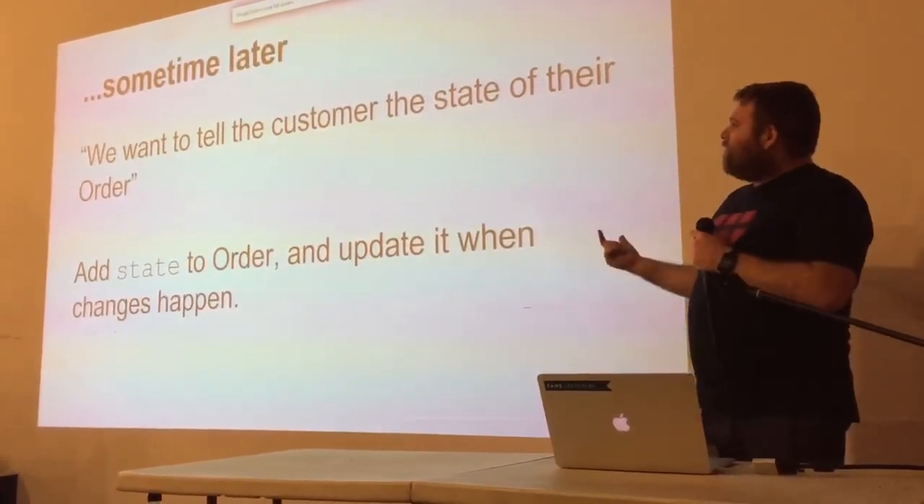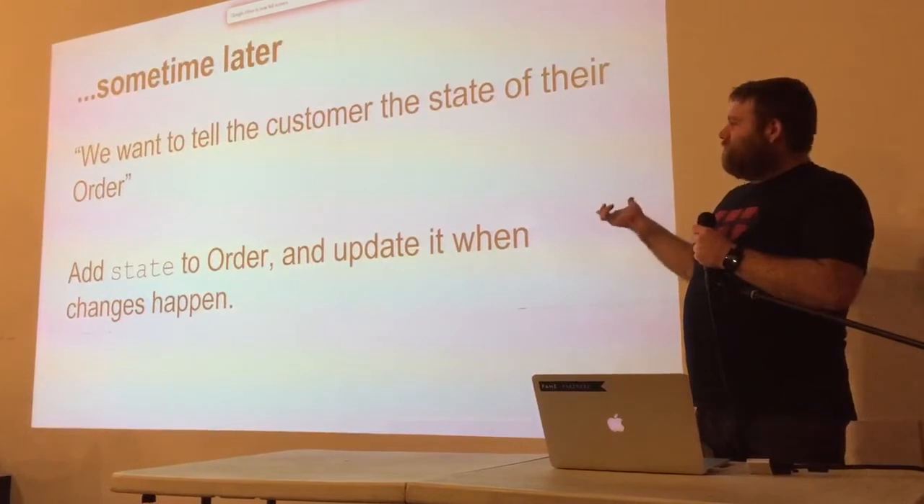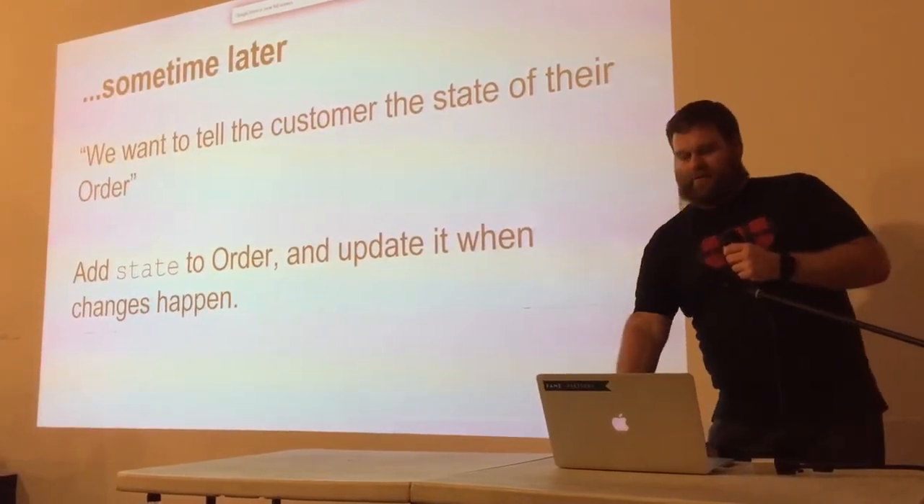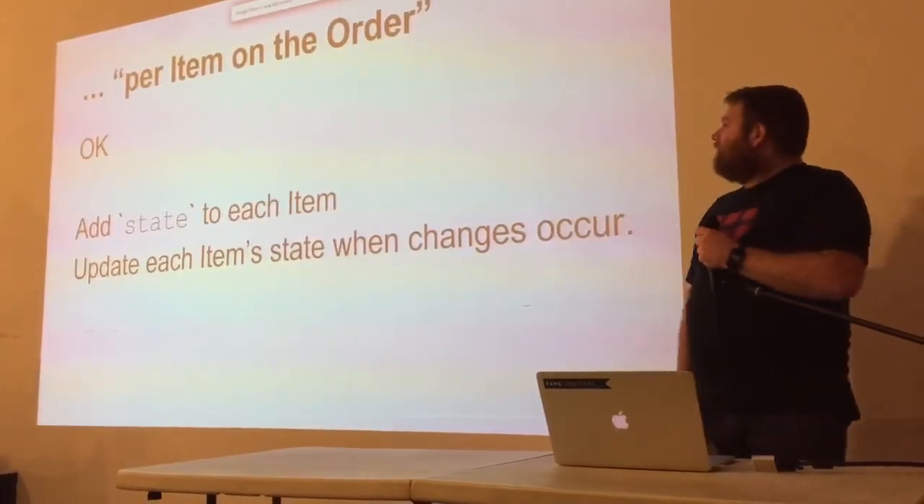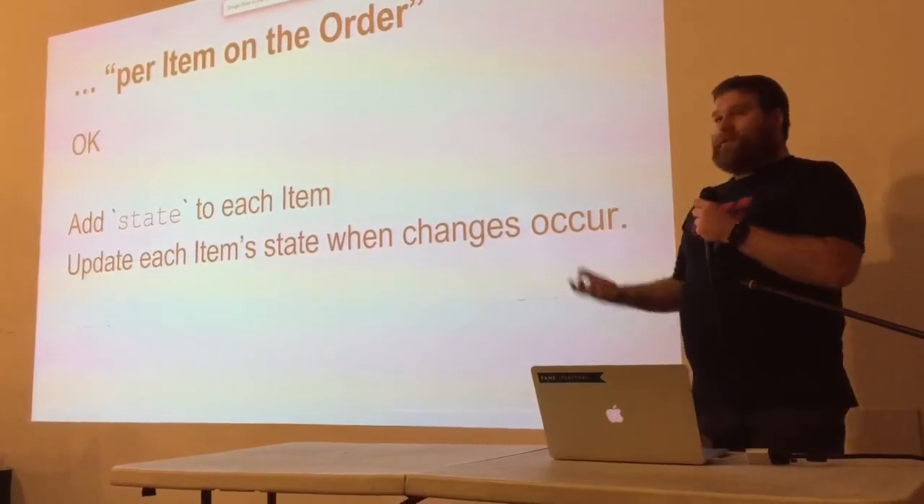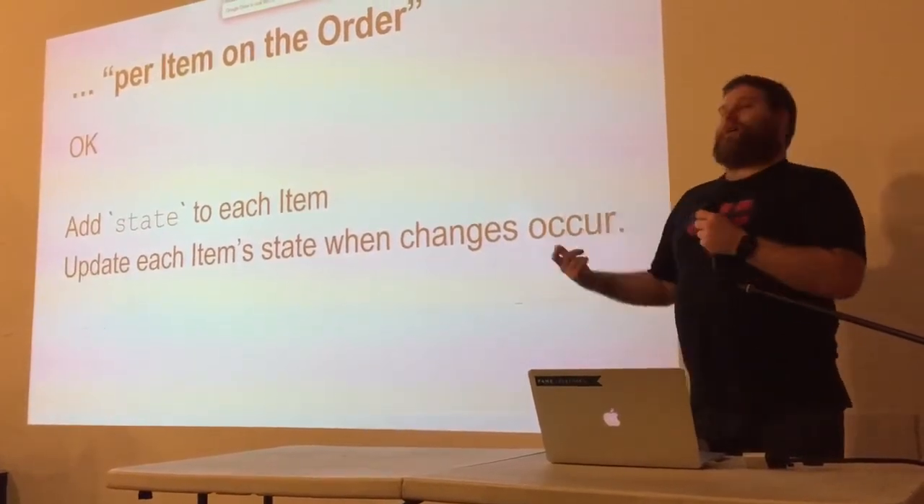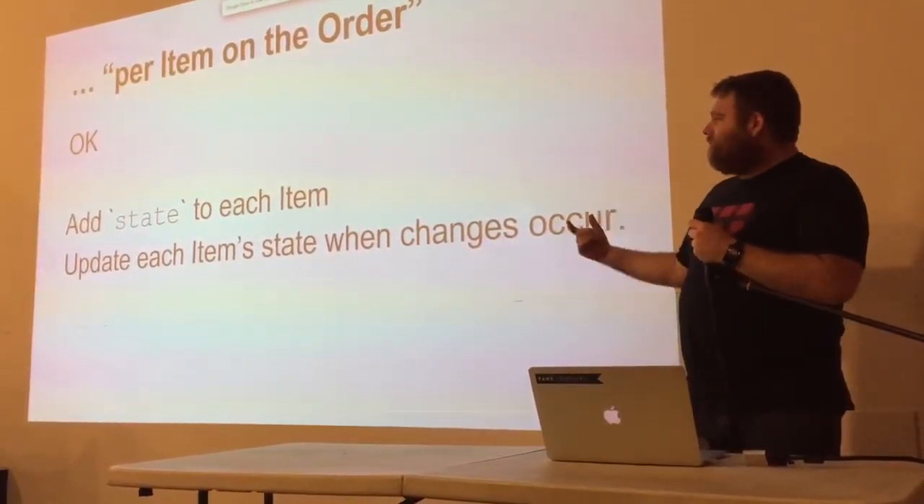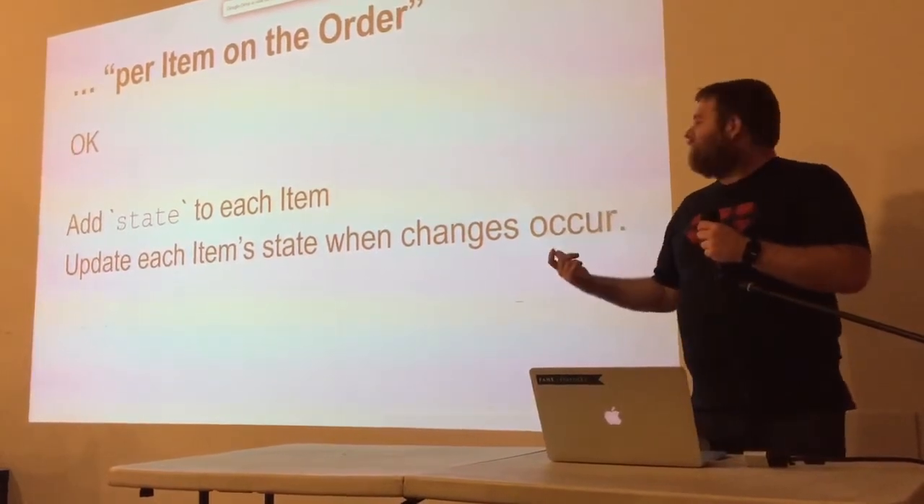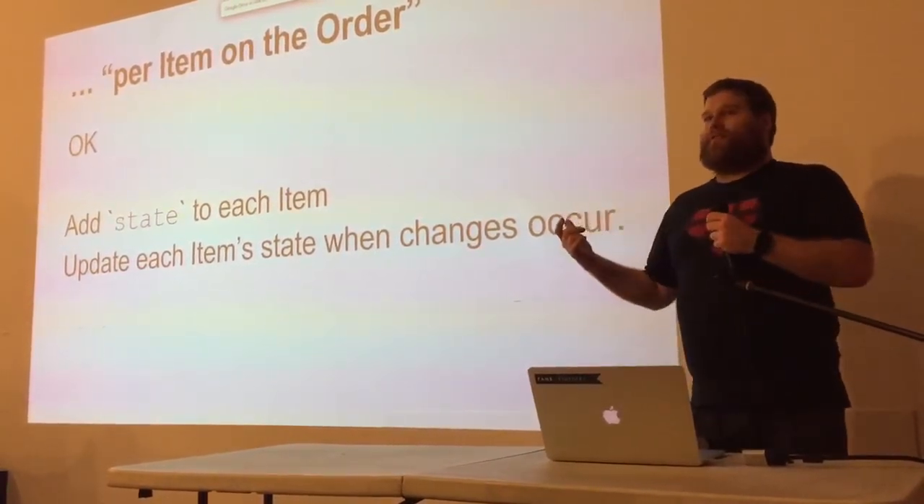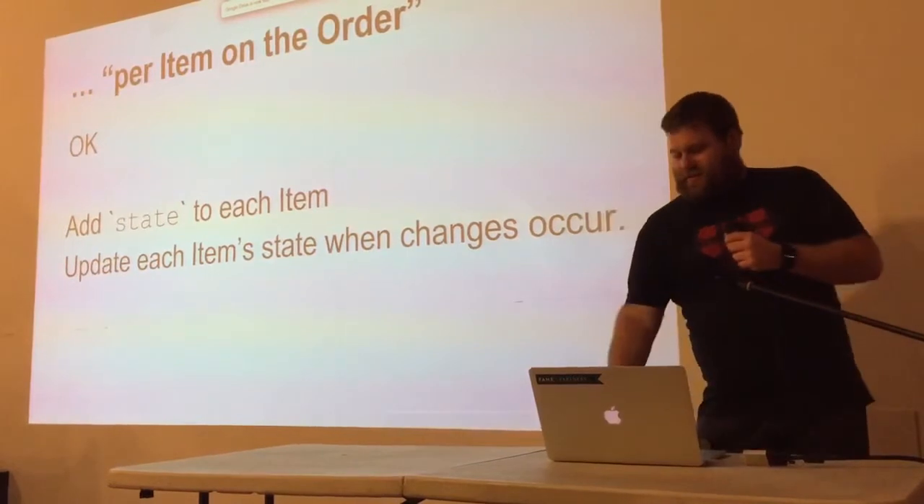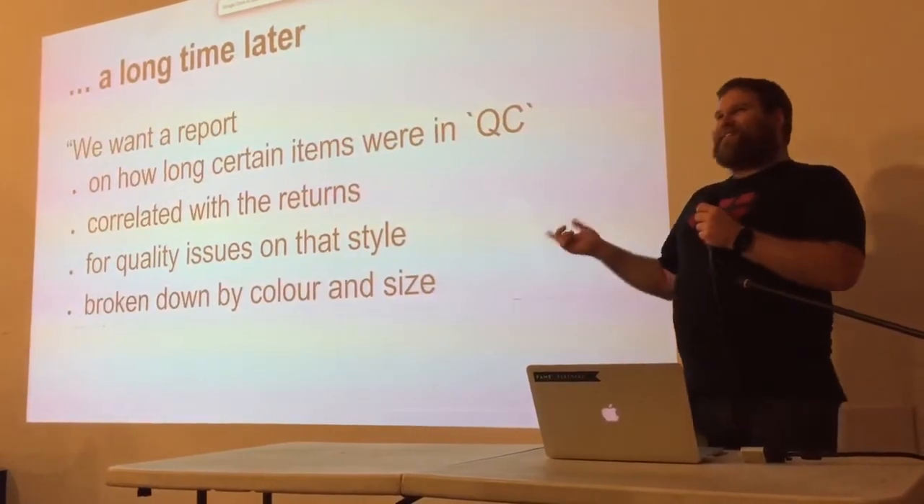We might later on find out that we want to tell them the state of their order. So we've added something to our order. Now we want to tell people per item on each order. So for every item on the order, we add a state, and we update the state when the state changes occur.